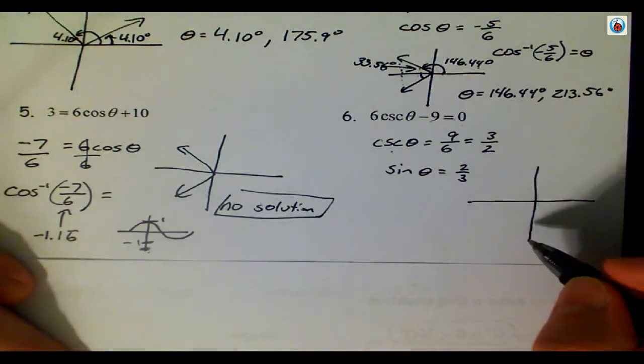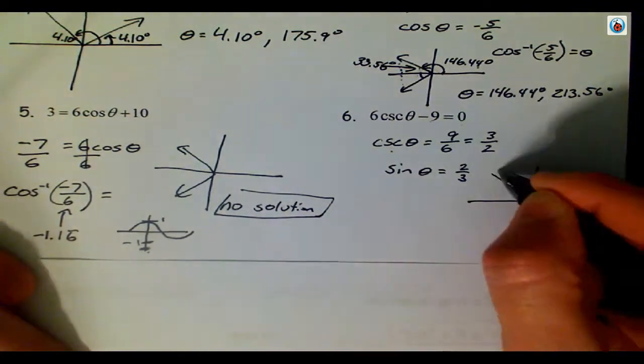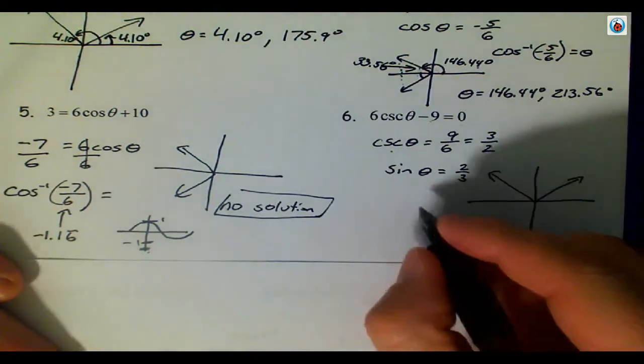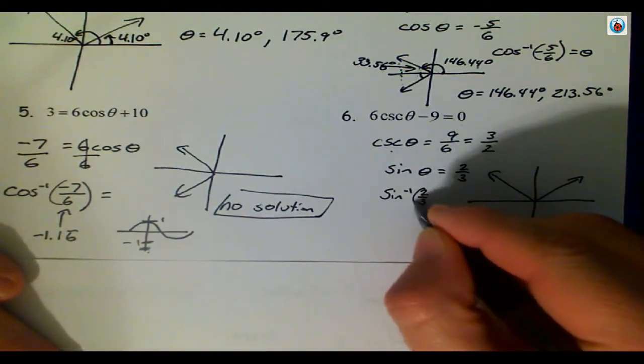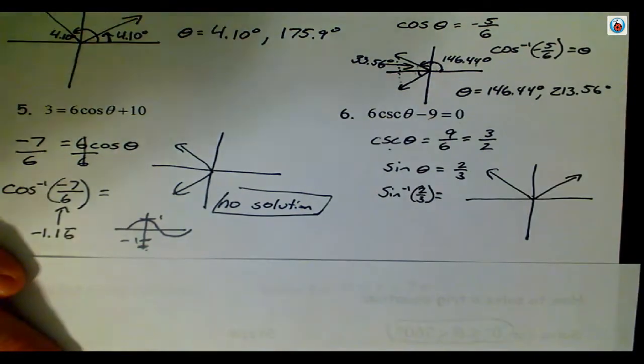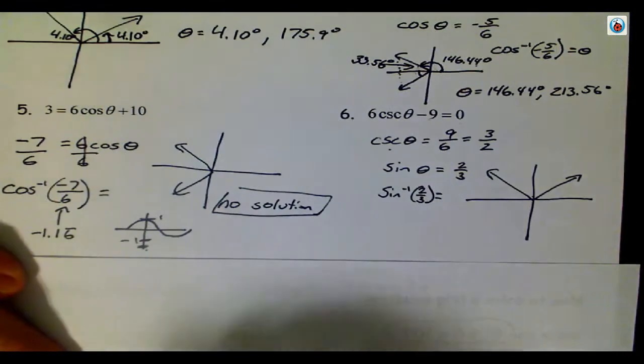So I'm going to draw my graph. Sine is positive, so I'm up here. Right? Inverse of sine of 2 over 3, which gives you 41.81.